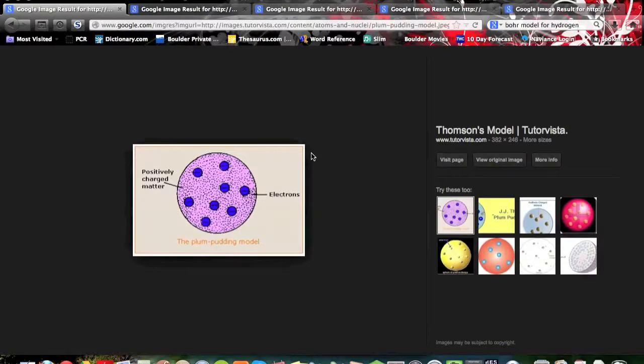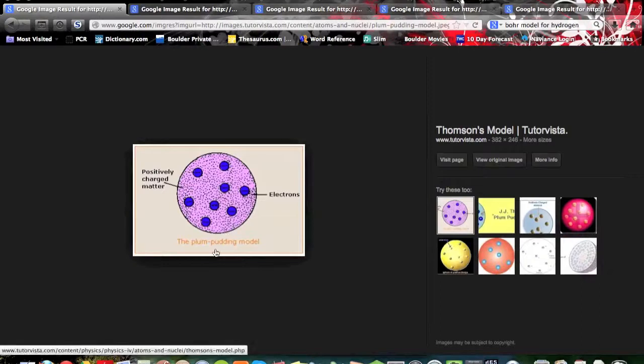Alright, so I am going to talk about the atom, the many different models of the atom that have been created, and some of the few experiments that have given us our basis as to whether or not a model is correct, and have disproved certain models in the past.